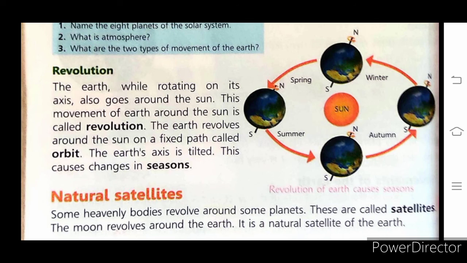And in this revolution movement, children, you get different types of season, means winter, spring, summer and rainy. All these seasons we get from the revolution movement of the earth around the sun. Okay. So here children, from revolution we come to know that revolution causes season and rotation causes day and night.